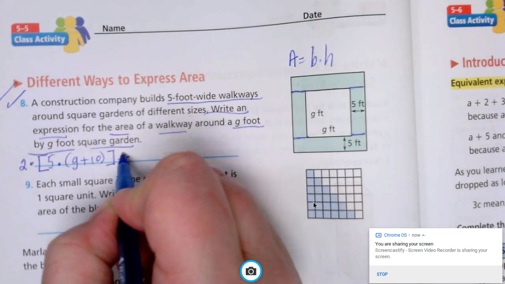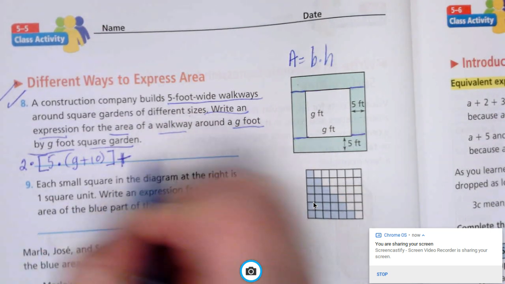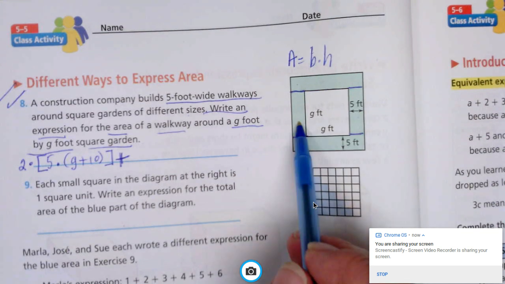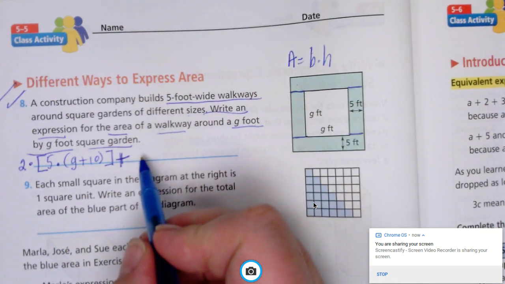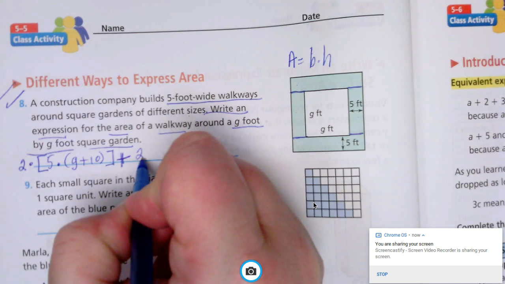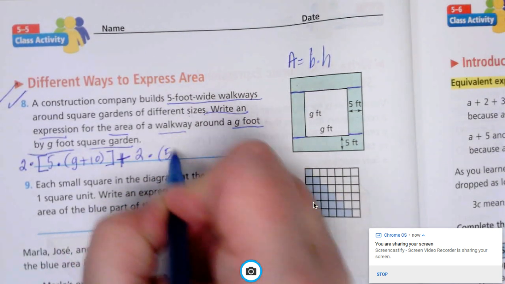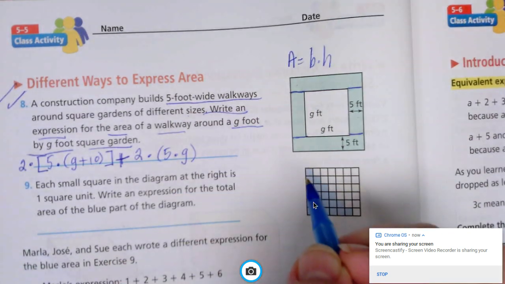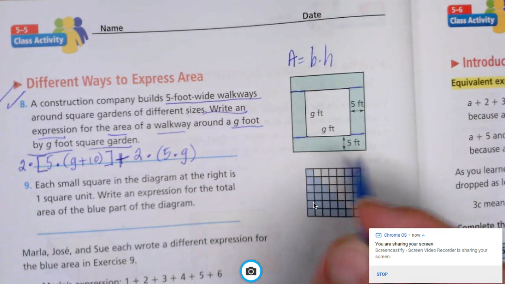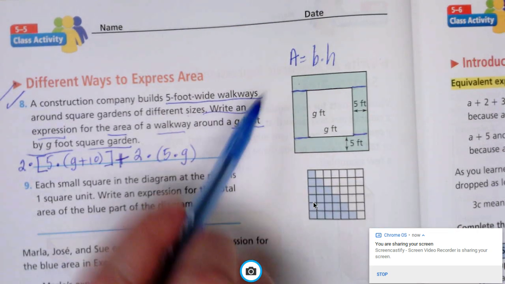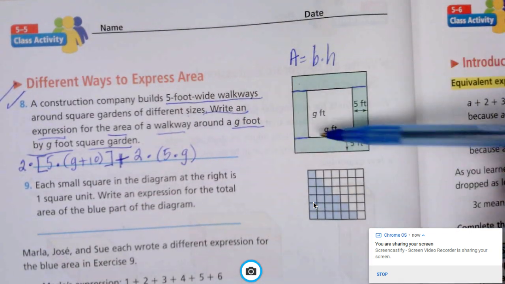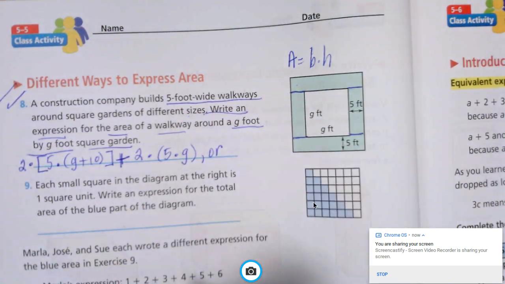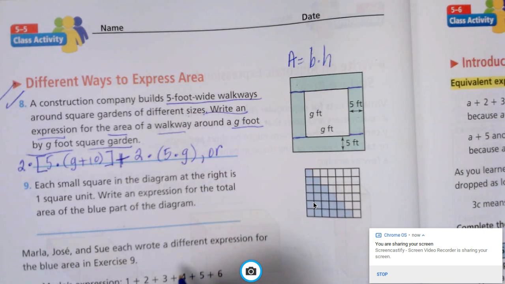Plus, we're going to add the areas for these two shorter walkway chunks or sections or terms. This time it will be 2 again, but it's just 5 times G. There's no additional 10 feet on each side of this direction. It's just what's in here. Or we could write it this way.